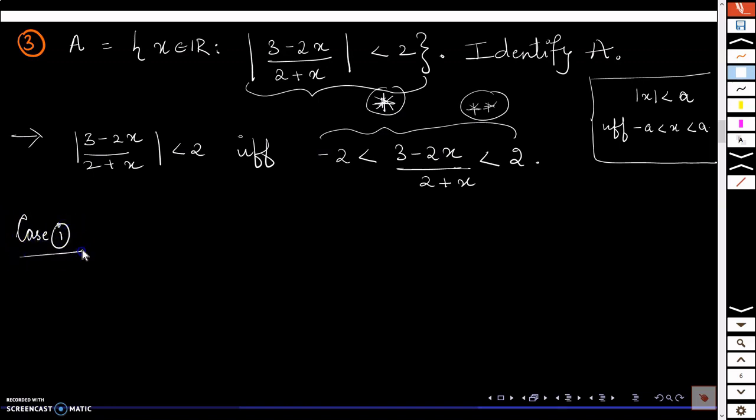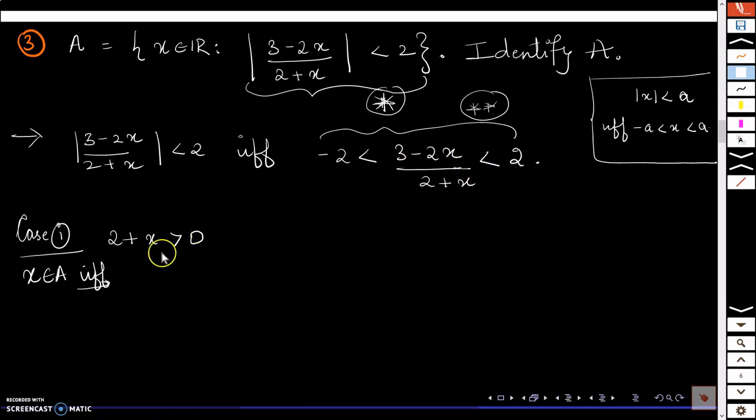Case 1 is when this denominator 2 plus x is positive. So let's see what is happening when 2 plus x is positive. Under case 1, x will be coming inside the set A if and only if x satisfies the property star. But property star is equivalent to this property double star.